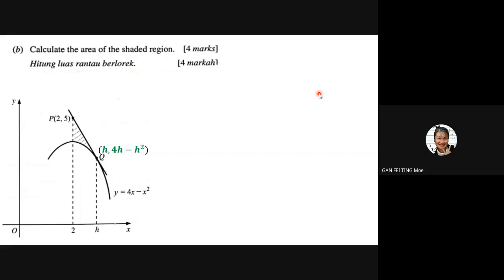Calculate the area of the shaded region. Okay, now I'd like to call someone here. Who wants to answer this question? Who wants to try how to calculate the area of the region that you want to challenge? Siapa nak cuba? Anyone? Siapa itu? Give your name first. Daniel. Daniel, okay.